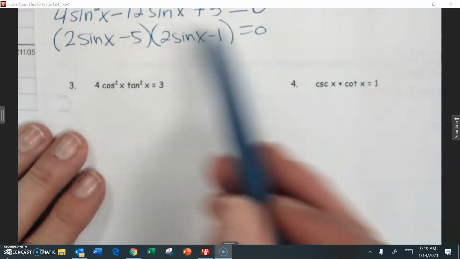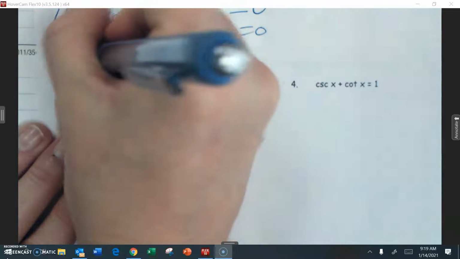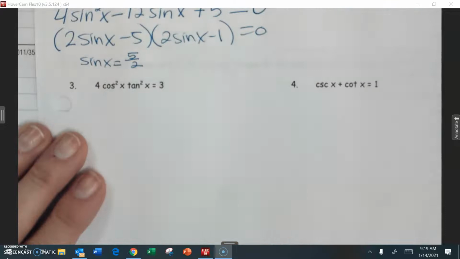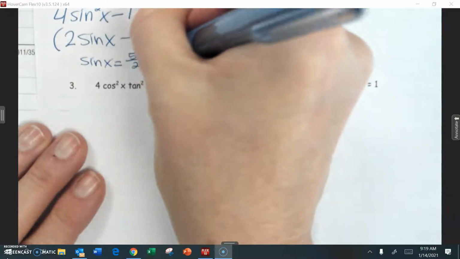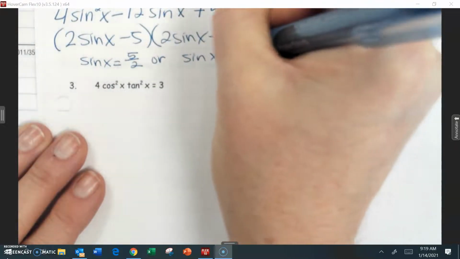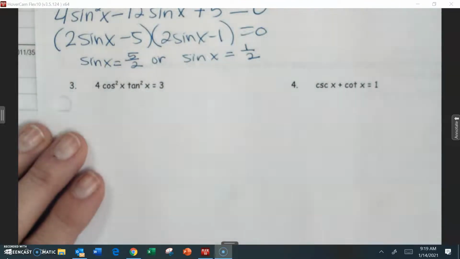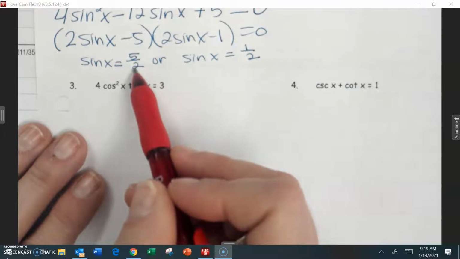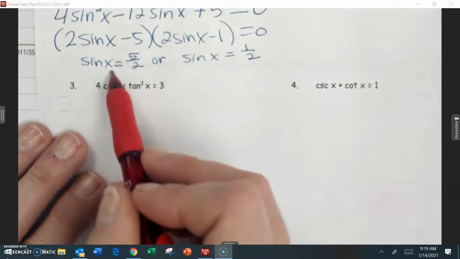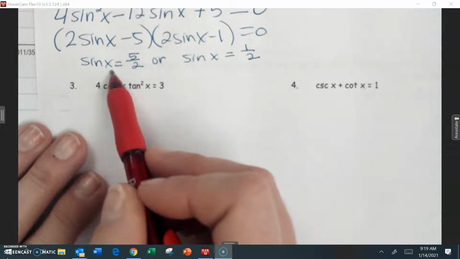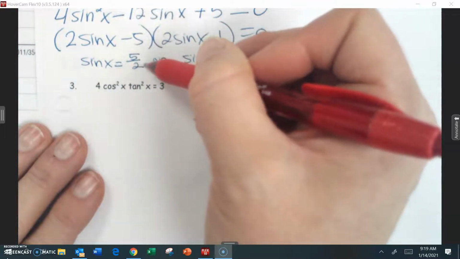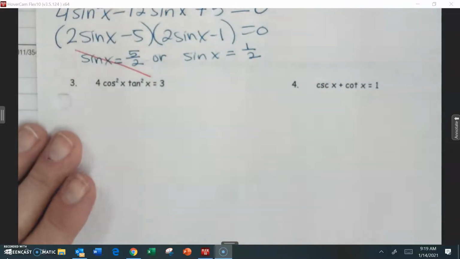So here we go. By the zero product property, the sine of x either has to equal 5/2 or the sine of x equals positive 1/2. Now let me ask you a question. What's 5/2 equal to? 1.5. What's the range of our parent function? Remember our graph? So is this possible? I'm just going, okay, we're done with that side. That was easy.